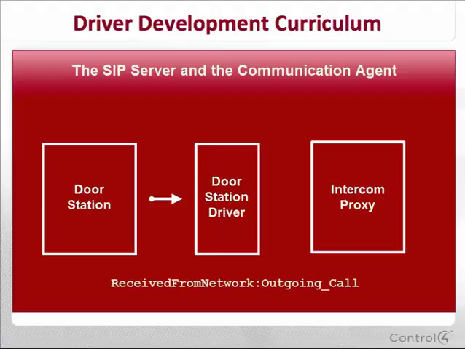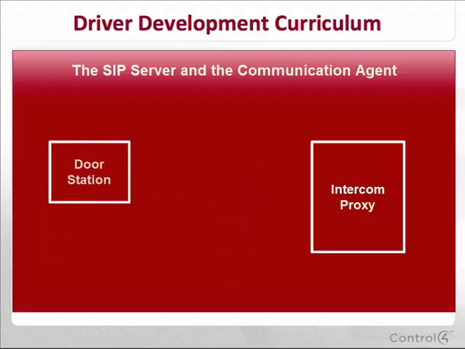The door station driver needs to handle the incoming outgoing call message and change it if necessary so the Control4 Intercom proxy can understand it. Once that happens, the door station driver sends the notification to the Intercom proxy using another DriverWorks API named send-to-proxy. At this point, the Intercom proxy knows that a call from the door station has been initiated.